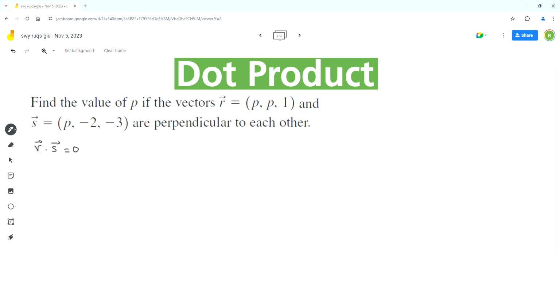Now we can sub in the given vectors R and S. Now we can do the dot product for these vectors. So we'll multiply their x components, y components, and z components. So the x components are P and P. The y components are P and -2. And the z components are 1 and -3.